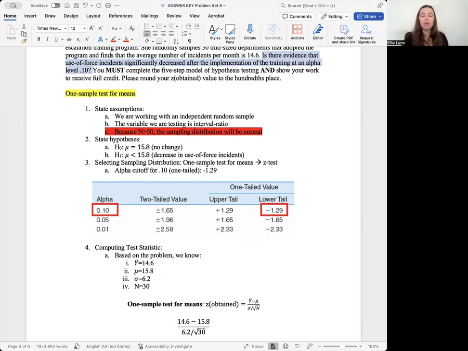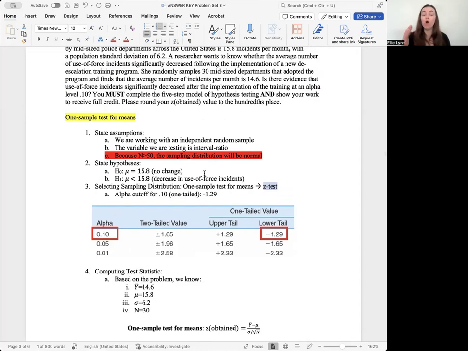Okay. Step number 3, we're selecting our sampling distribution for a one sample test for means. I know it's going to be a z-test. The alpha cutoff for a 0.1 alpha level for a one-tailed test. And again, it's a one-tailed test.